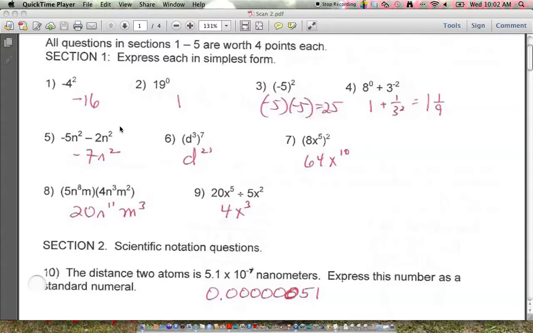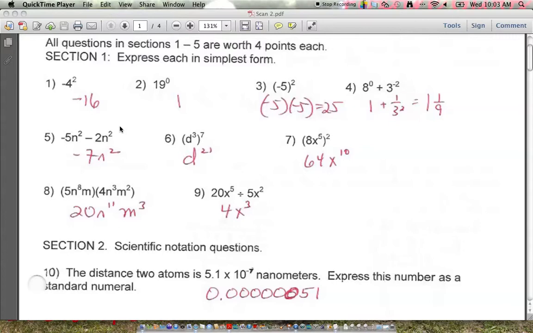So, number one, negative 16. Can someone explain to the class why that comes out to negative 16? Sam? After you use the exponent of 2, you have to negate it. Yeah, after you square it, then you have to negate it. Now, it does work out that there's a negative in front, but I don't like that way of looking at it. I like looking at it as square it, then negate it.